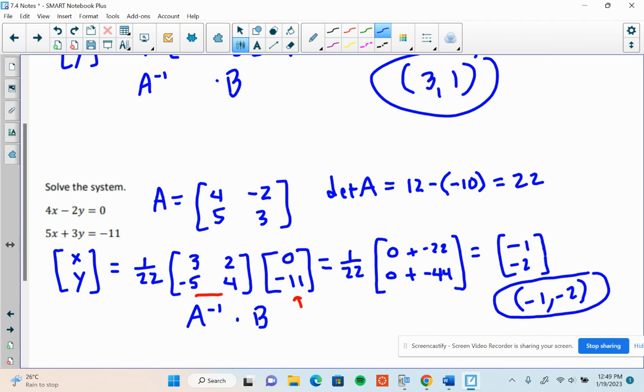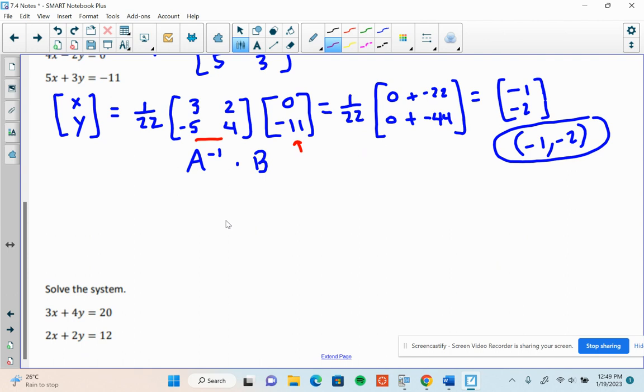Plug them into the original equations. Make sure they work. So check them right here in the originals. 4 times negative 1 is negative 4. Negative 2 times negative 2 is positive 4. So I have negative 4 plus 4, which is 0. 5 times negative 1 is negative 5. 3 times negative 2 is negative 6. When I add those, I get negative 11. It worked great. We have one last example.